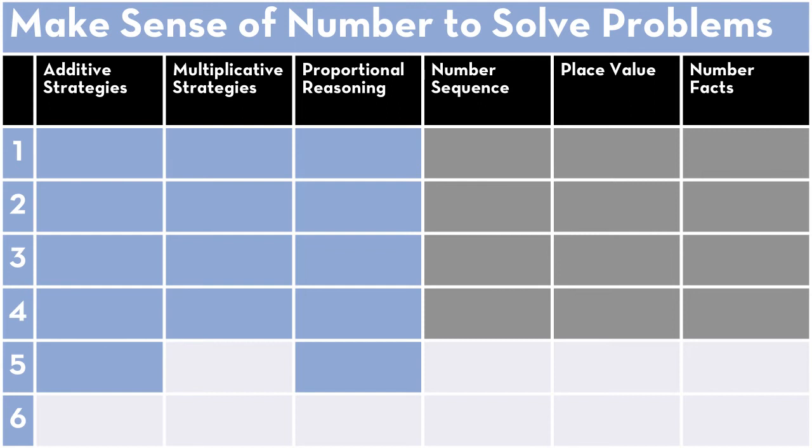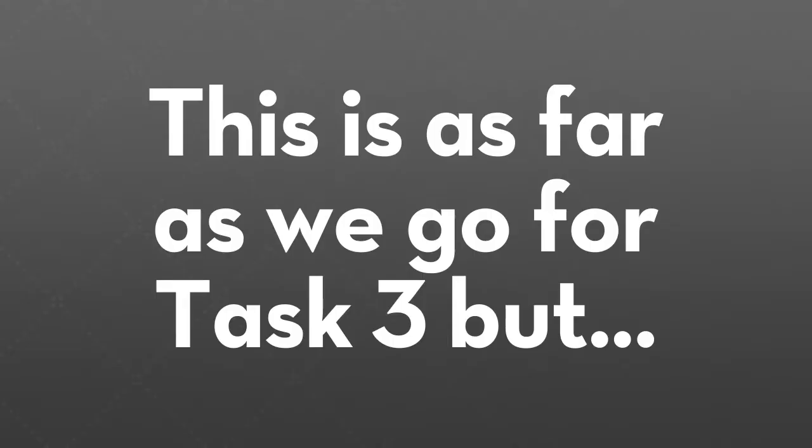If my highest strategy progression was, say, step 6, then the knowledge required to do that strategy would be step 5 across those other 3. So that's just a little shortcut and a tip. It only works with the make sense of number strand, but it's one way you can speed up this whole process. So that's it in a nutshell, and that's as far as we go for task 3.